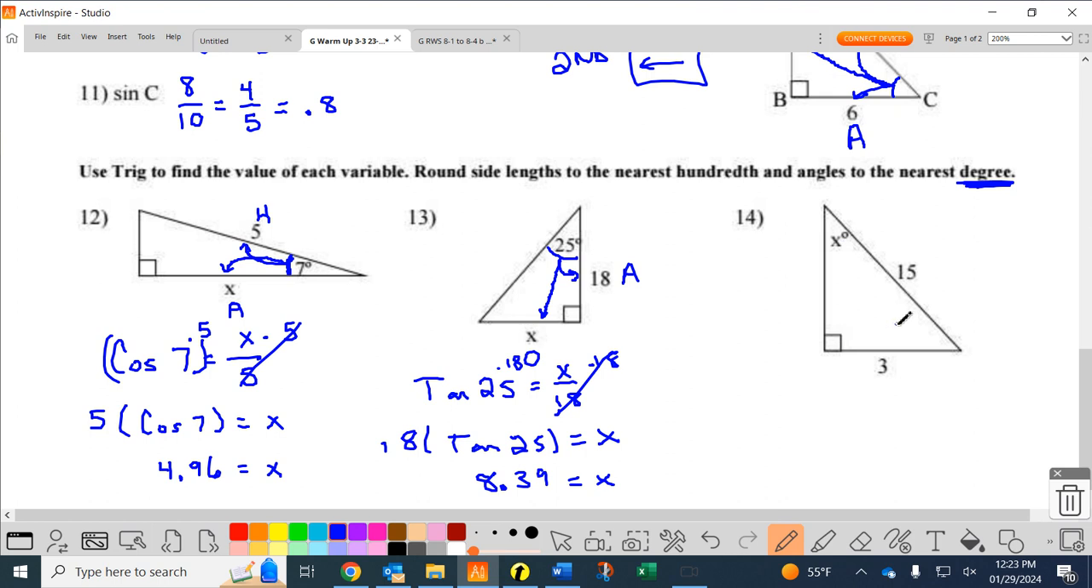So to set this up, this has got a piece right here on the angle. This is going to be the opposite on 3 and your hypotenuse on 15. With opposite and hypotenuse, which one of your trig functions would you use?